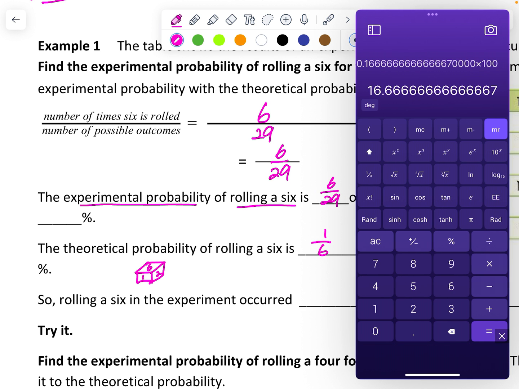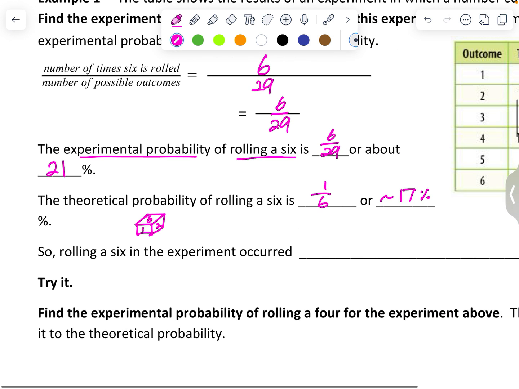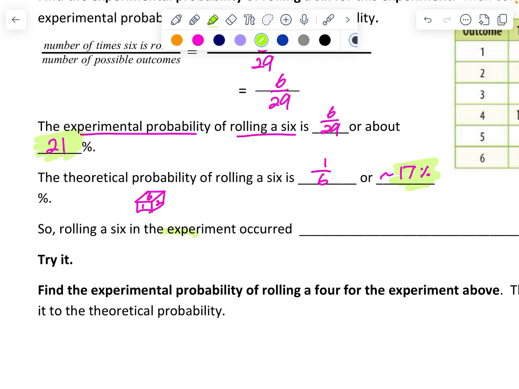And now we do percent: 6 divided by 29. This comes out to 20.7-ish percent, so about 21%. So actually it occurred 21% of the time. Theoretically, we expected 17%-ish. So rolling a 6 in the experiment occurred more often than expected, is what we say.